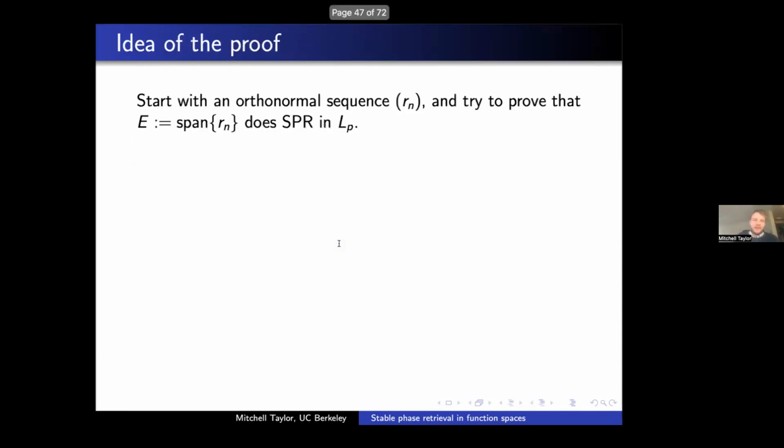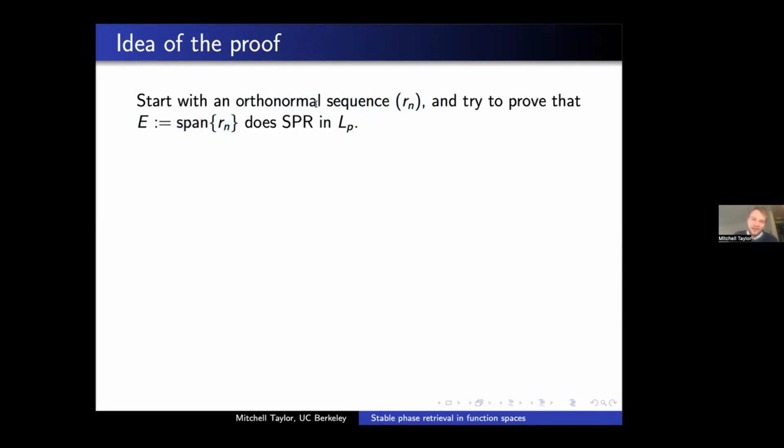Okay. So I want to give you a basic idea of the proof of this theorem, and the idea is, I want to build a subspace of L^p that does stable phase retrieval, and I should start by building a subspace by picking a good basis. And what I'm going to do is pick a nice orthonormal basis. So I'm going to consider a subspace of L^p spanned by some very nice orthonormal sequence r_n.